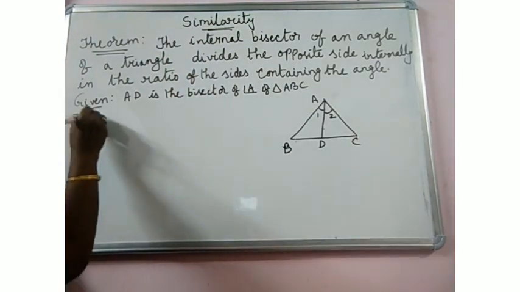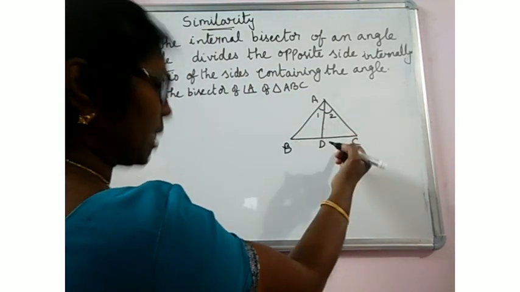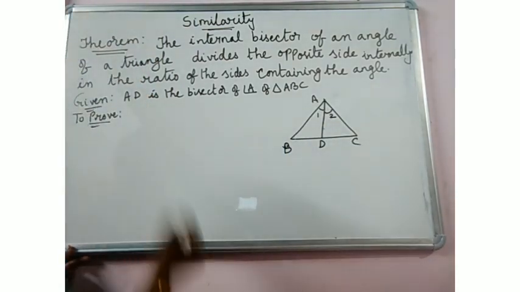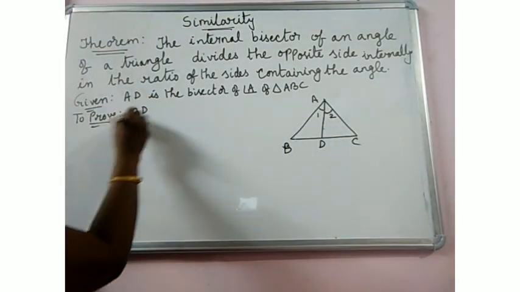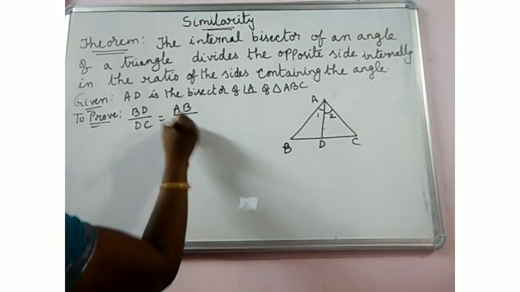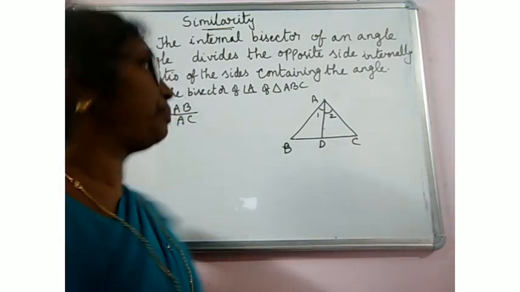And you have to prove that the internal bisector divides the opposite side in the ratio of the sides containing the angle. That means BD by DC is equal to AB by AC. That is the theorem, and how to prove it, let us learn today.